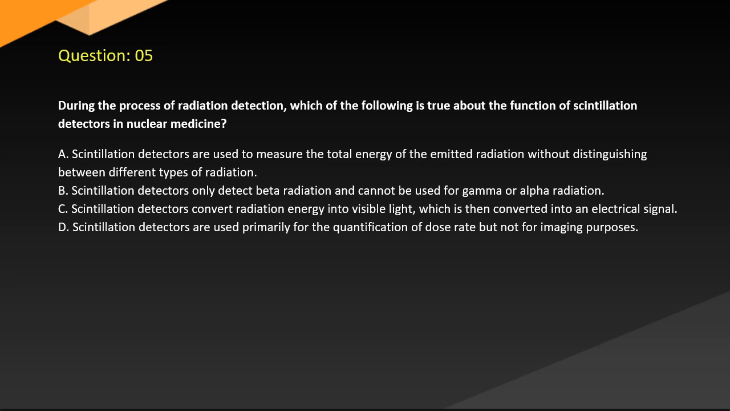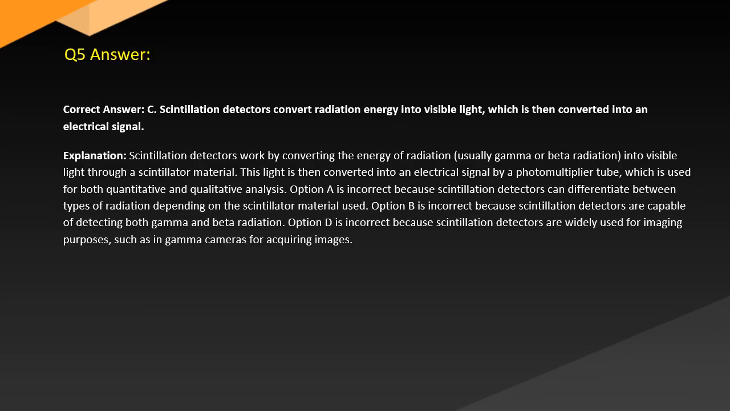C. Scintillation detectors convert radiation energy into visible light, which is then converted into an electrical signal. D. Scintillation detectors are used primarily for the quantification of dose rate, but not for imaging purposes. Answer. Correct answer: C. Scintillation detectors convert radiation energy into visible light, which is then converted into an electrical signal.